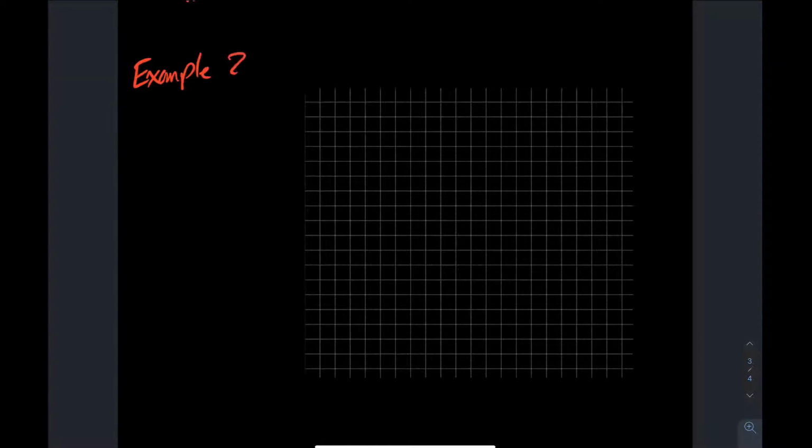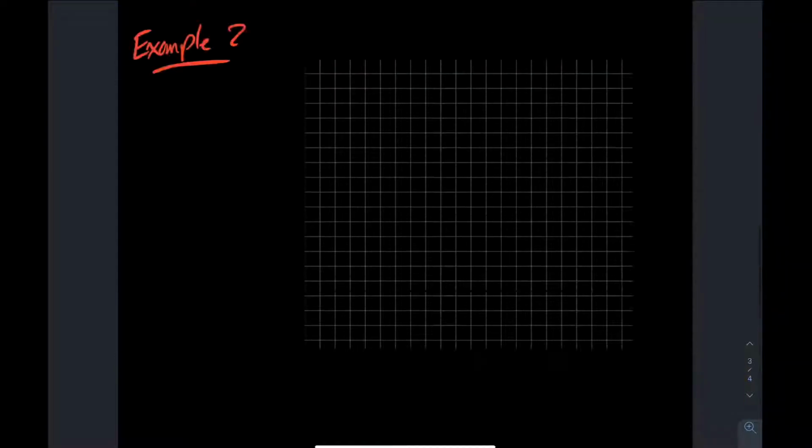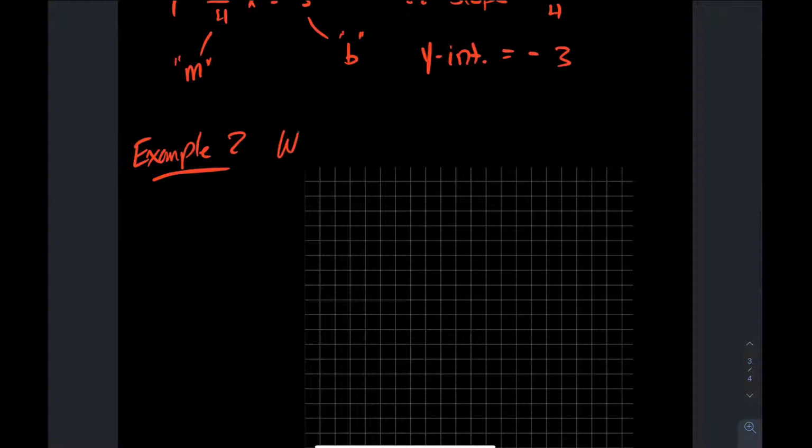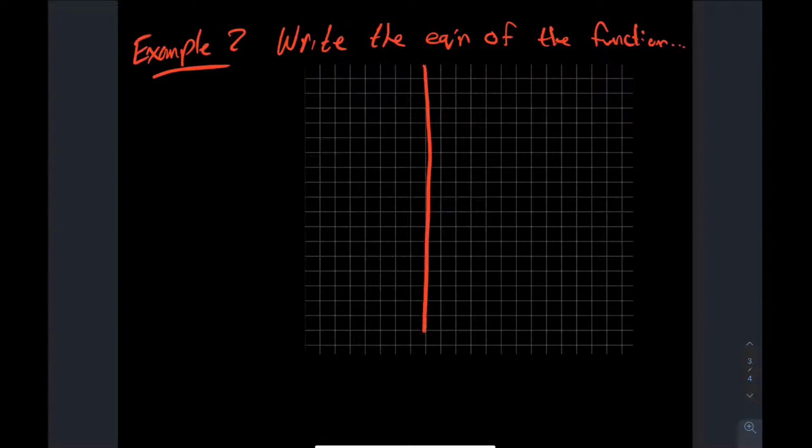Okay, let's do example 2. Let's say that example 2 is asking us to write the equation of the function below. So let's say we had a function that looks something like this. And I will write my function, and let's say that it goes... let's do something a bit different, you know?